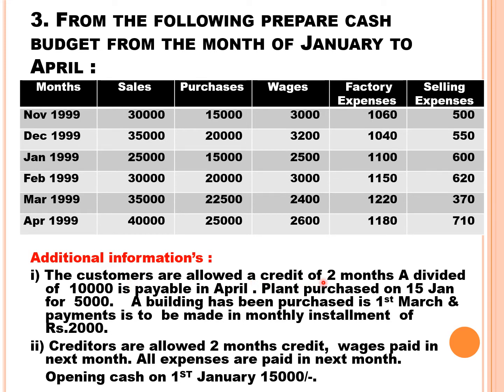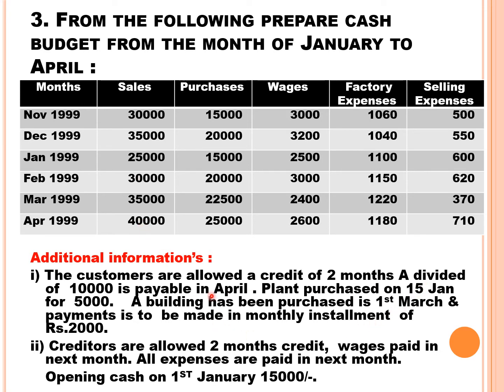So credit sales duration is 2 months, indicating November sales will be received in Jan, December sales will be received in Feb, January sales will be received in March, and February sales will be received in April. In short, 30,000 November sales will be received in Jan, 35,000 will be received in Feb, 25,000 will be received in March, and so on.